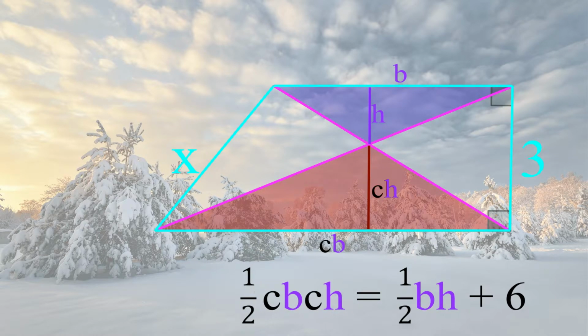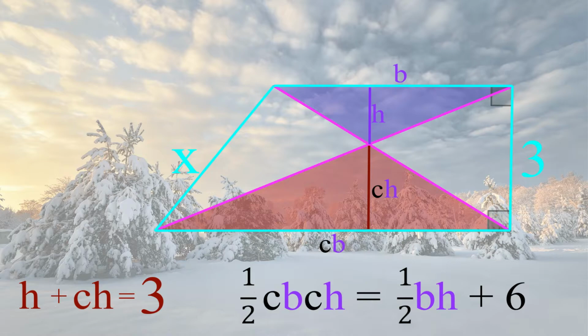And one more thing to notice, because this is a right trapezoid, the length of the leg that is perpendicular to the parallel sides is going to be equal to the sum of the heights of the two triangles. So h plus ch just equals 3. I recognize that our picture's getting a little bit cluttered, but there's one thing I want to do before I go cleaning things up a little bit.